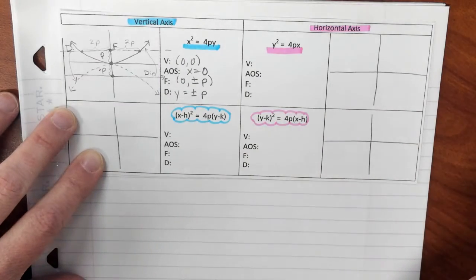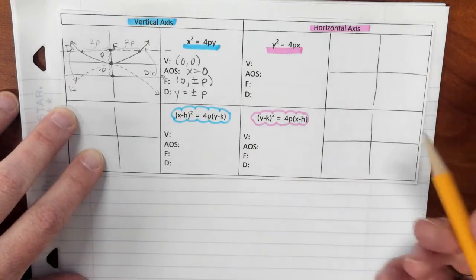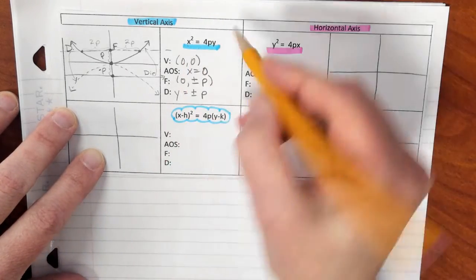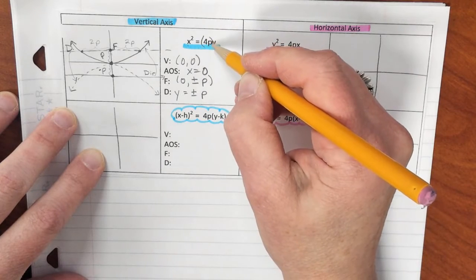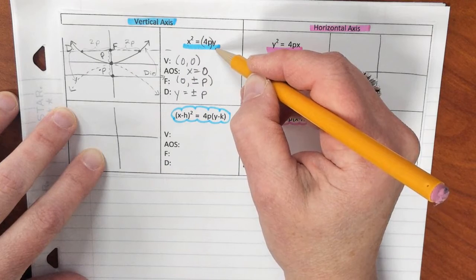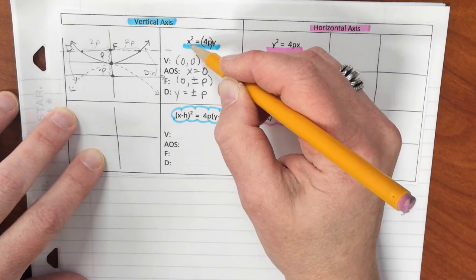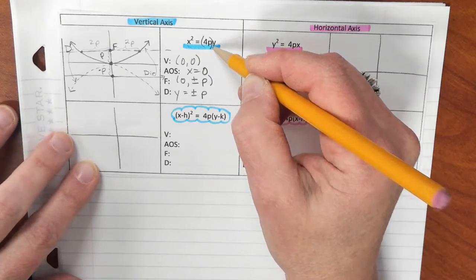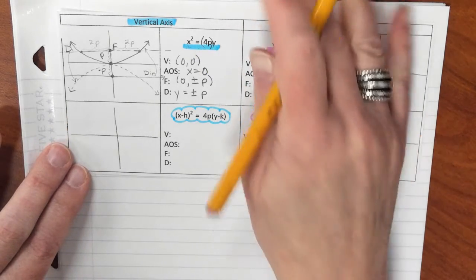Okay, it's a little confusing to do two graphs on one, but I want you to really take away that if it's x squared equals some number, 4 times p times y, that is going up, it is vertical, and your vertex is at the origin. Let's look down here. Let's still do the vertical.